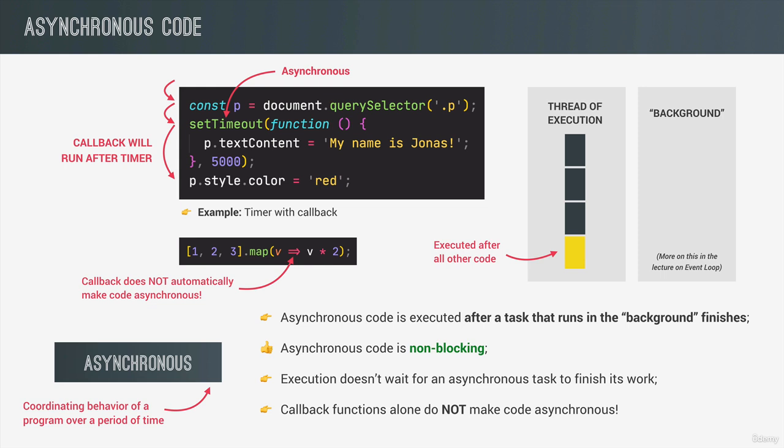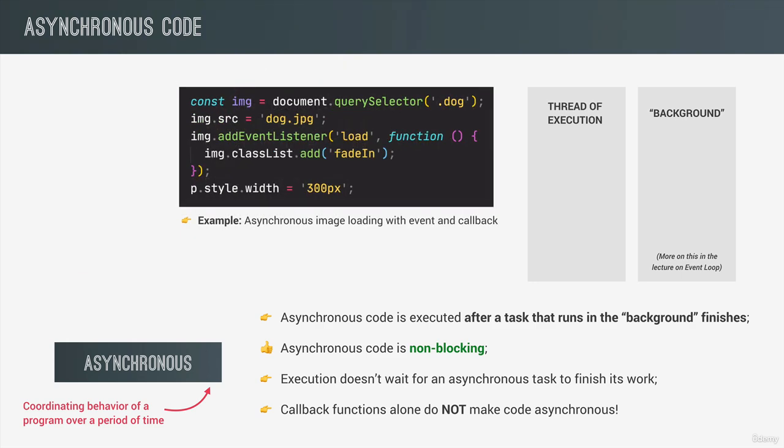But anyway, in order to really understand this, let's see another example. So this example is about loading an image. So the first two lines run in a synchronous way, one after the other. Now in this second line, we set the source attribute of the image that we selected in the first line. And this operation is actually asynchronous. So setting the source attribute of any image is essentially loading an image in the background while the rest of the code can keep running.